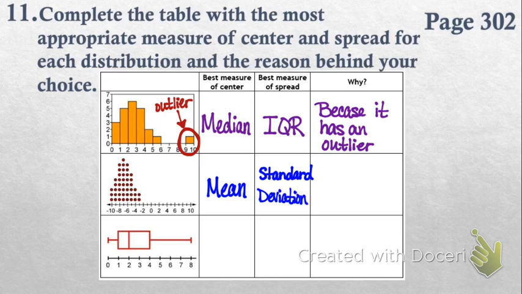Why? There are no outliers. The data is clustered together.